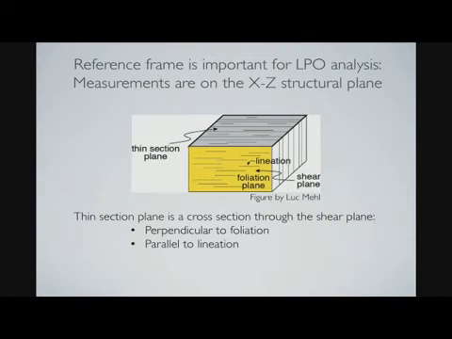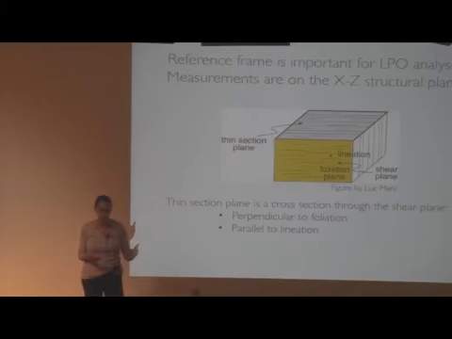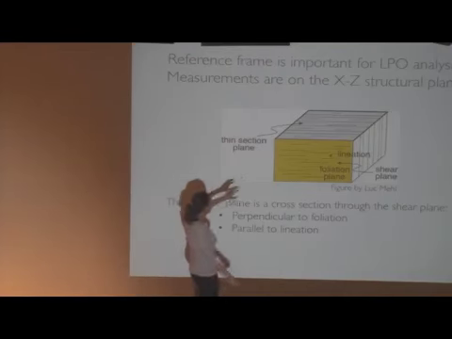Okay, and so then there's this structural context that we need to look at samples in. So when we tell you the LPO of a sample, it is always relative, or it should always be relative, to the foliation and the lineation in a sample. And that is because we want to be looking at the cross-section through your shear plane. So this is an example.